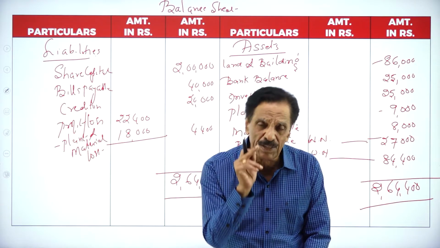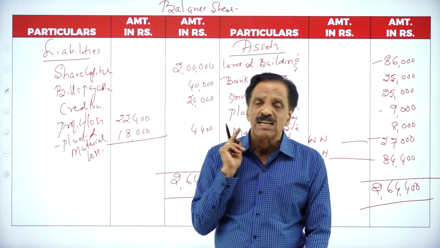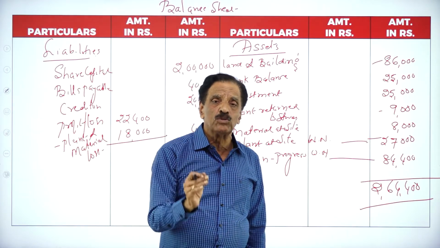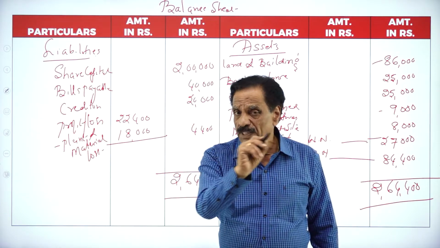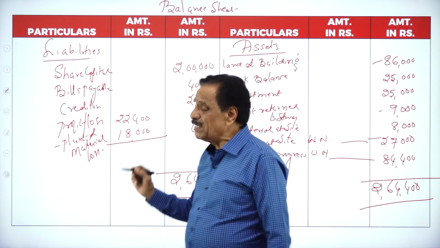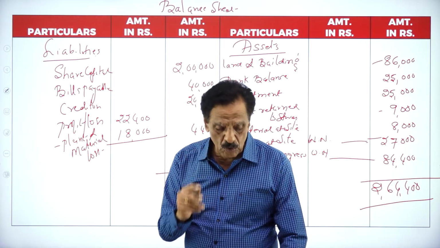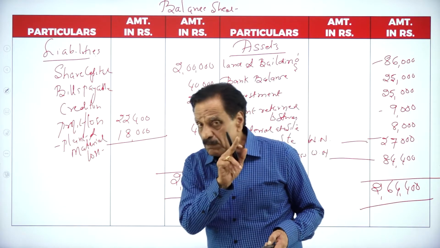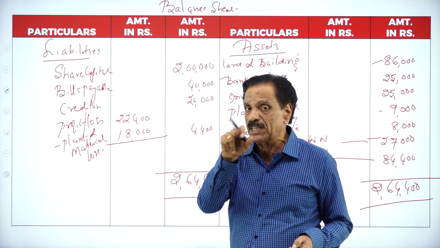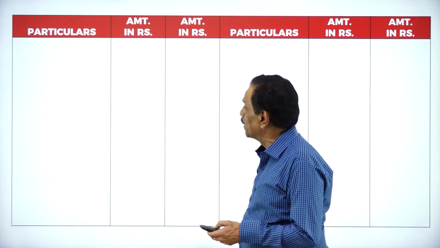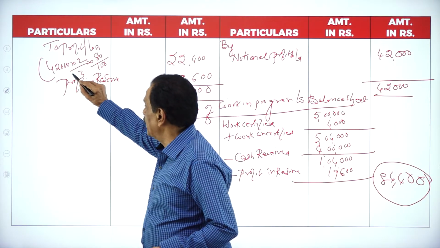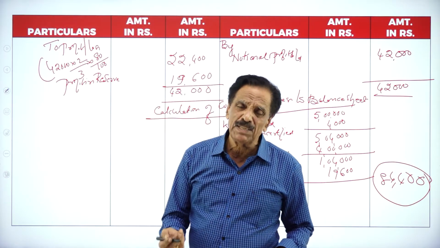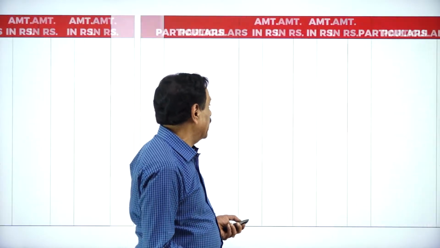Here your contract price is 10 lakh. Your work certified is 5 lakh, means exactly 50%, means 2 by 3. What's the formula? Profit transferred to P&L account is notional profit 2 by 3 into cash received divided by work certified. How have I calculated? Profit 2 by 3 into cash received divided by work certified. 80% means 80 by 100, I have calculated.